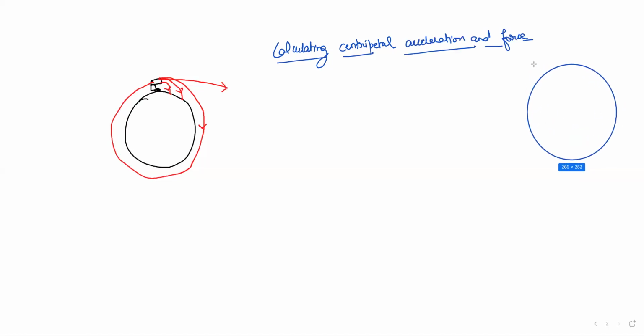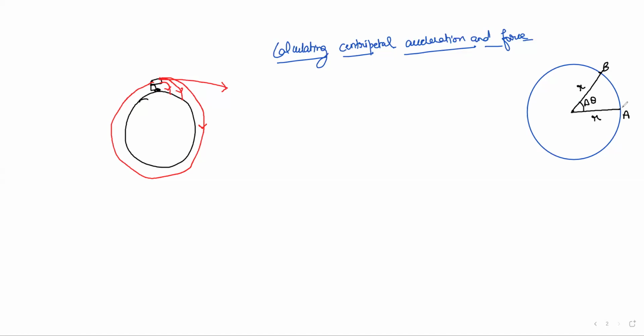this is the path of the circular motion, right? And let's say this is the center. Initially, the object is at position A. After some time, the object reached position B, right? And when the object reached position B, it has covered an angle of delta theta, and this is R. And if this is R, this will also be R, right?